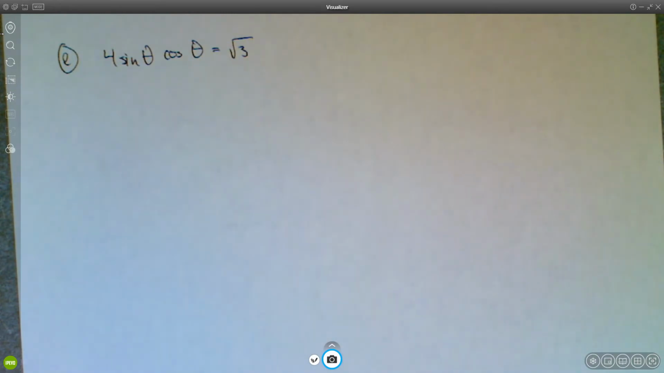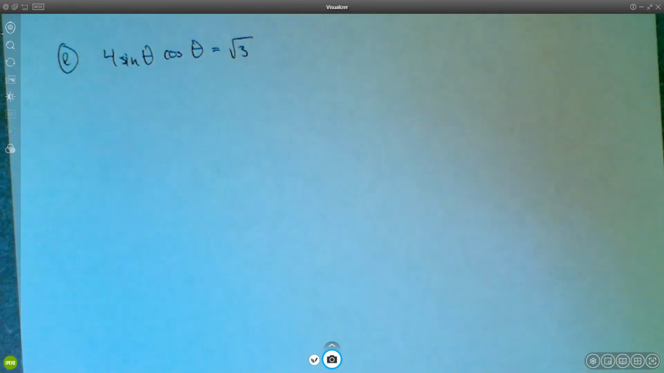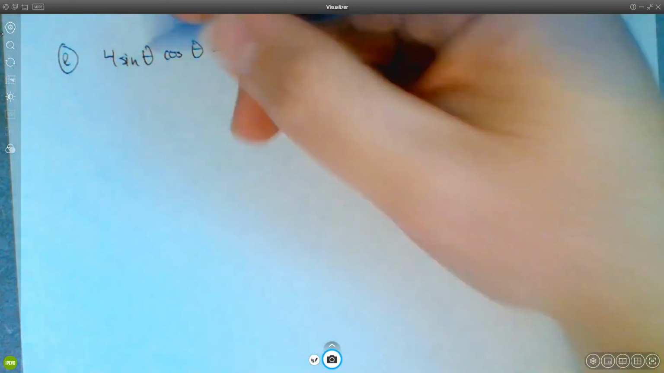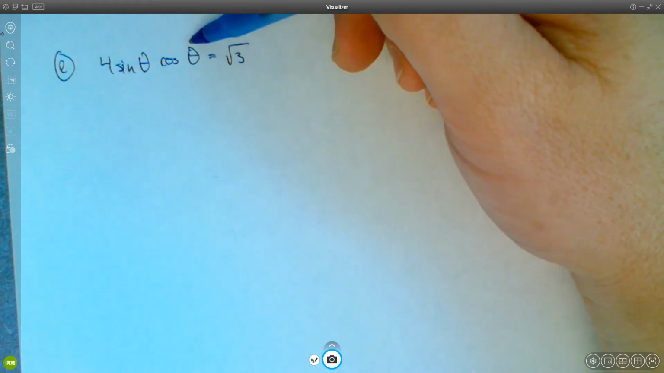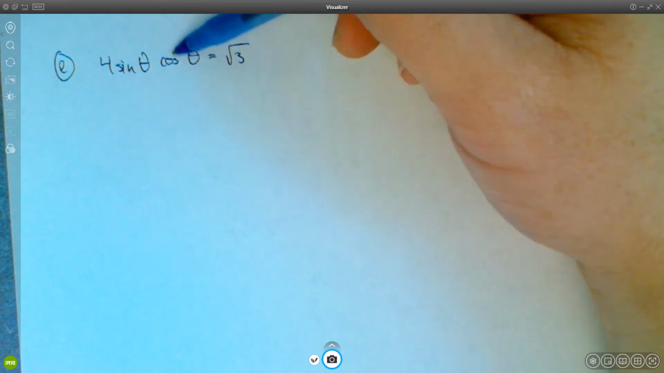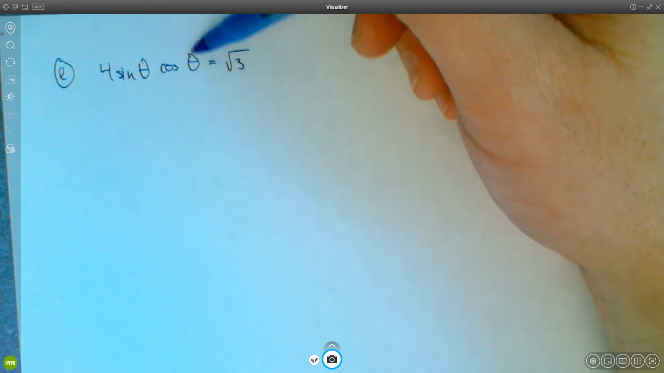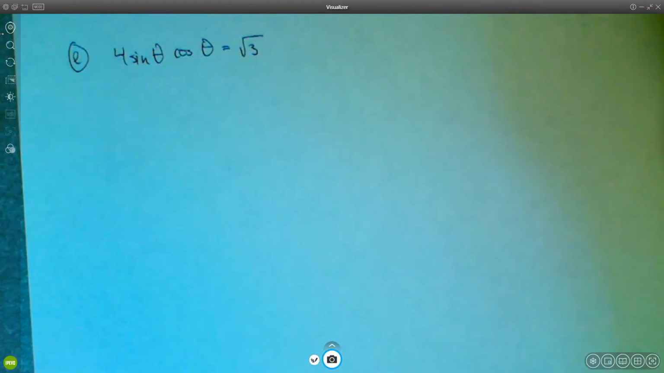And remember, what we're really trying to do is rewrite all of these trig functions just in terms of one trig function with the same argument. So for example, rewriting cosine theta as sine of pi over 2 minus theta, that's a true statement, but it wouldn't help because the arguments would still be different.